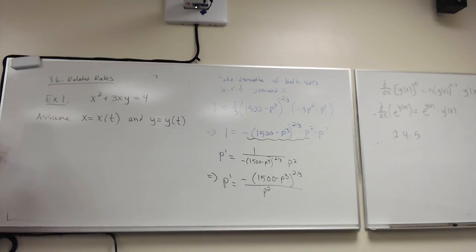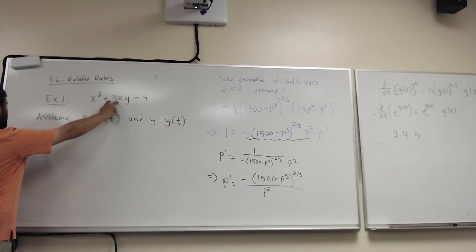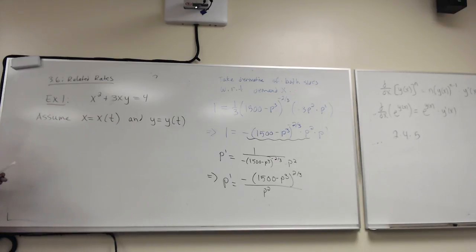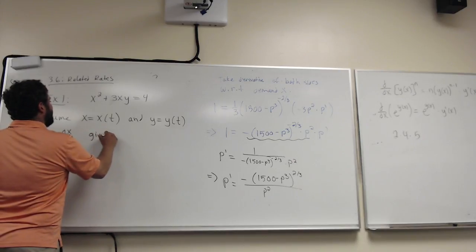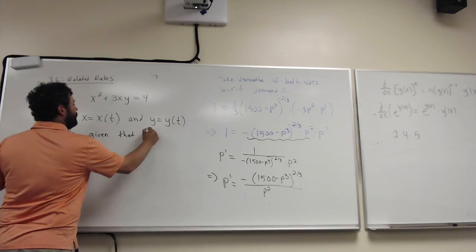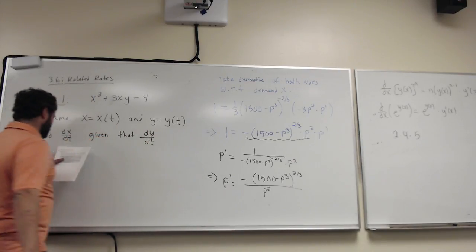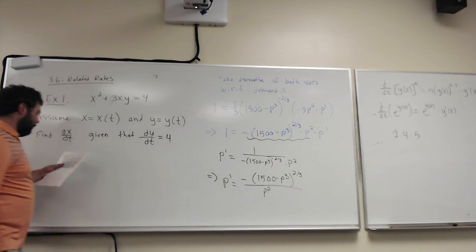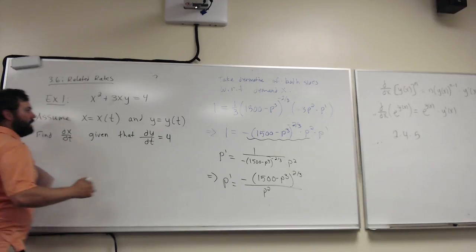Okay, so what do they give us? So here's the relationship between variables. We're pretending x and y, those variables are both functions of t. And what they say is, find dx dt. So how much is x changing with respect to time? Given that, here's going to be the known rate: y changing with respect to time is going to be 4 when x equals 3.